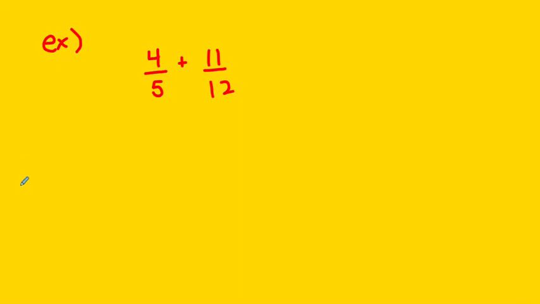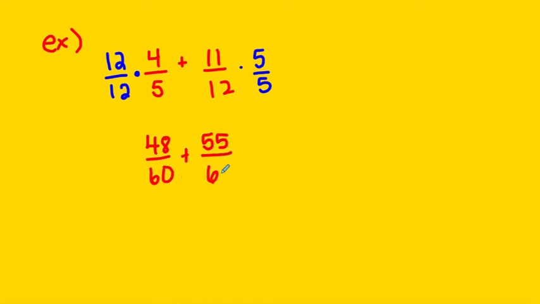So here I have adding fractions. I need a common denominator. So I look at 5 and 12. The only number that I can see they have in common is 60. So I'm going to multiply this side by 12 over 12, this side by 5 over 5. I'm allowed to do that because that fraction I've just multiplied by is the number 1. And I'll get 48 over 60 plus 55 over 60.